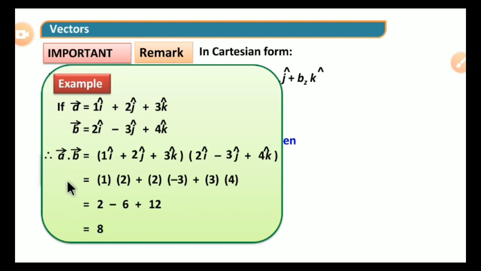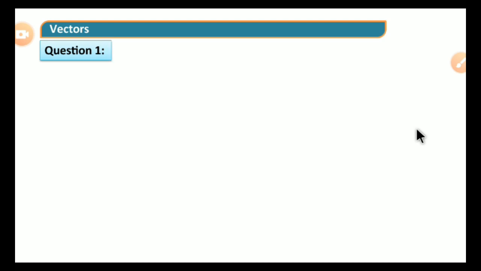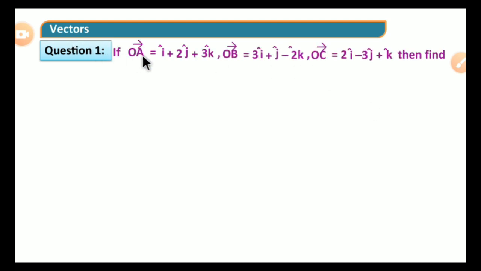See here, student, whenever we take the dot product of two vectors, it always gives a real number. Therefore, student, we will consider one example. If vector OA is equal to i plus 2j plus 3k, vector OB is equal to 3i plus j minus 2k, and vector OC is equal to 2i minus 3j plus k, then find vector AB dot vector AC. First you have to find the vector AB and later vector AC. After finding both of them, we can consider the dot product.